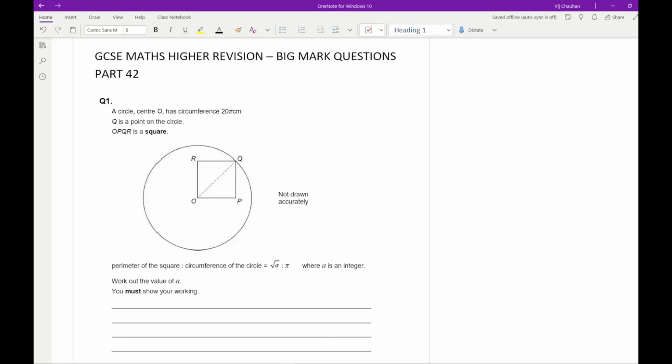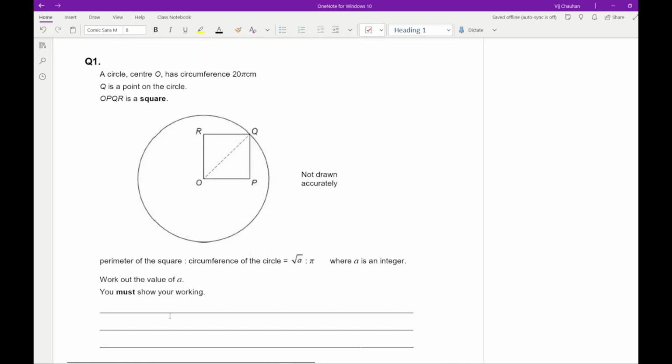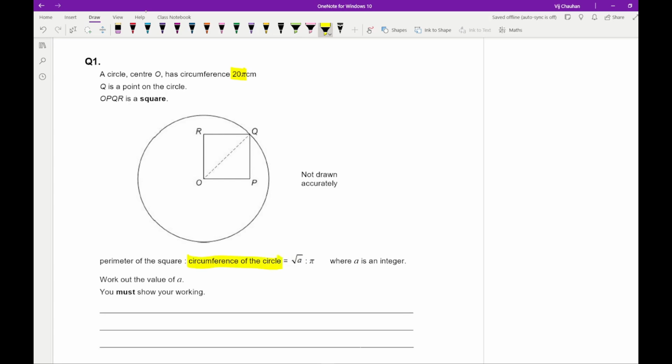So looking at question 1, it says that a circle with centre O has a circumference of 20 pi centimetres. Q is a point on the circle where OPQR is a square, and the perimeter of the square to the circumference of the circle is in the ratio of root A to pi, where A is an integer. The question is asking us to work out the value of A. If I just zoom in a little bit so we can see the question more clearly, the first thing we know is that the circumference of the circle is 20 pi. So this is that bit there.